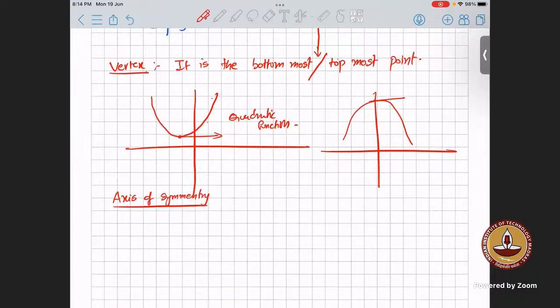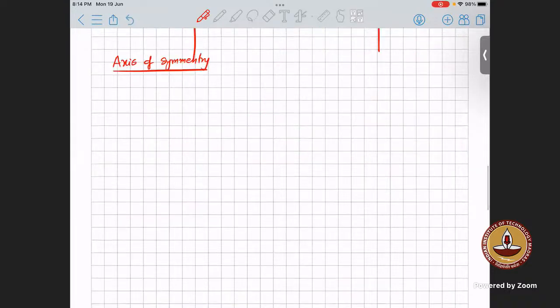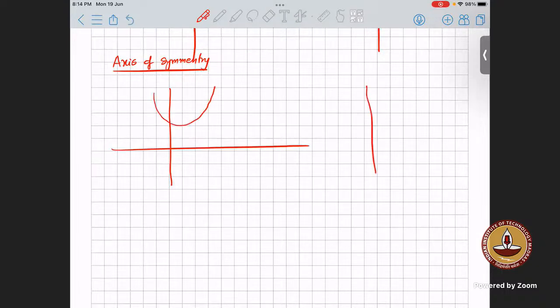Listen to this very carefully. Any quadratic graph, somewhere like this or like this, has an axis of symmetry. Look, you can perfectly draw a middle line such that you can fold the graph. You can correctly make this graph half into half.